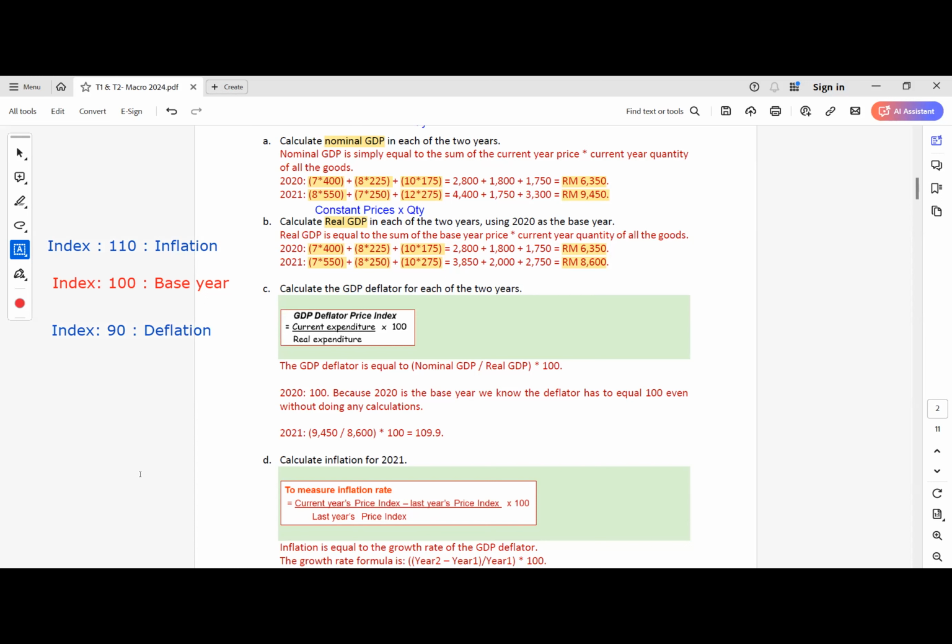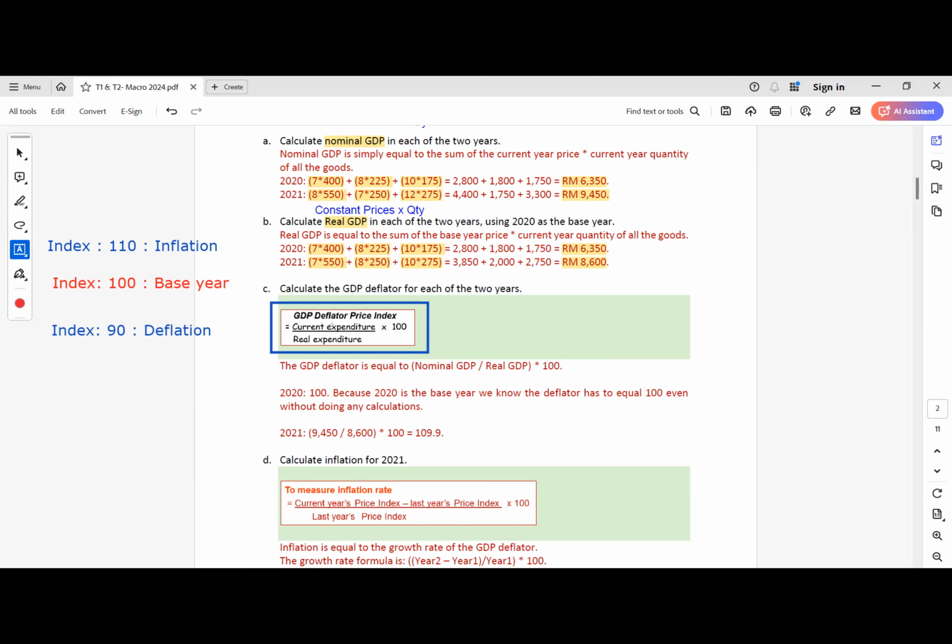So the question here is asking us to calculate the GDP deflator index for the 2 years. How do we calculate this GDP deflator index? We use this formula. I provide you this formula, and you will use it in your midterm as well. You use the current expenditure, that means your current GDP, divided by the real GDP. The expenditure here you change to GDP.